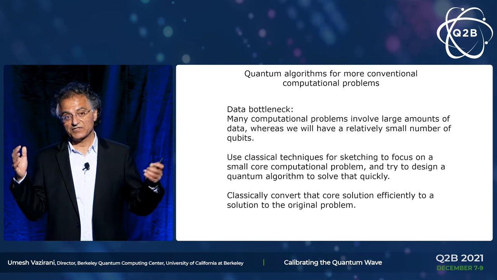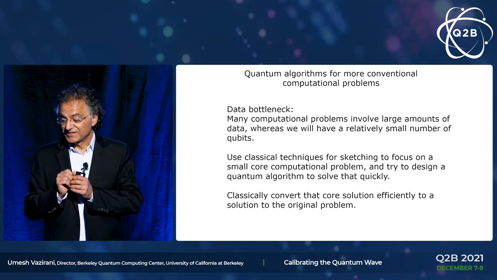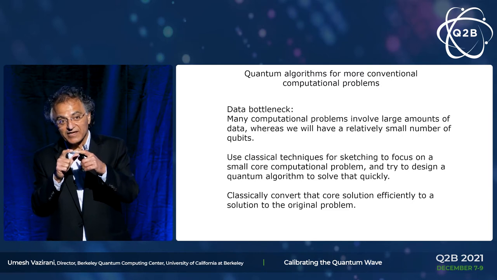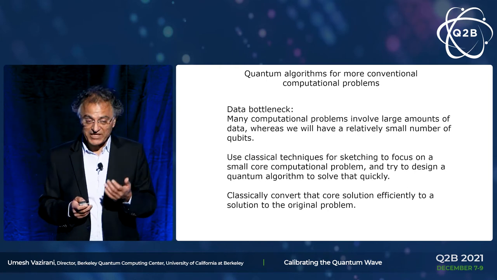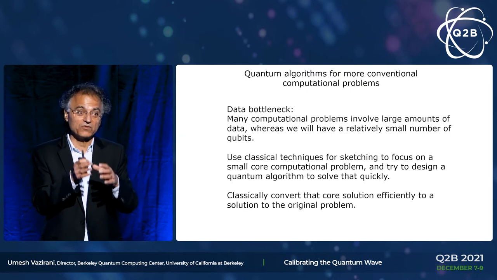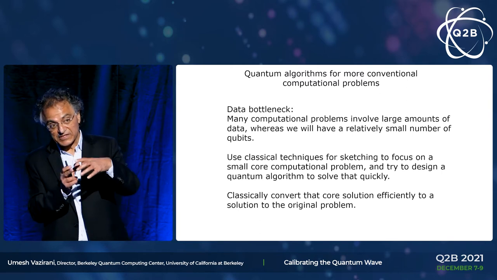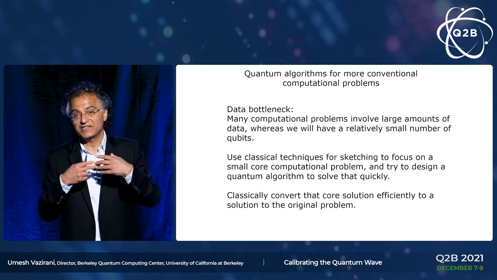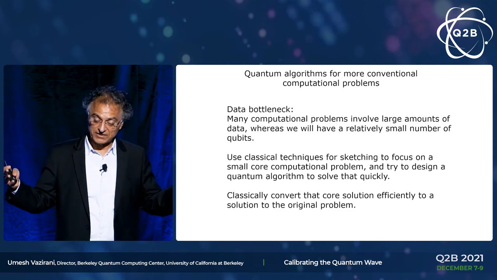So you take your computational problem and you distill it down into a small core of a problem. And then once you have this small core problem, you focus on that and you use your quantum computer to actually solve that problem. So what this means is that the problem that you start from and the problem that you might want to solve on the quantum computer might look very different from each other. Eventually, if you do succeed in solving that core problem on the quantum computer, then you can efficiently take that core solution and expand it into a solution to the original problem.